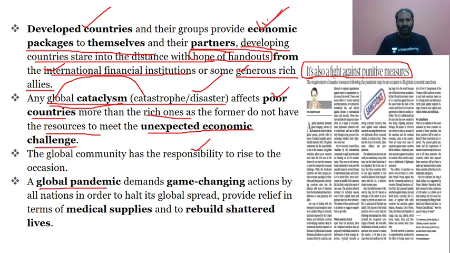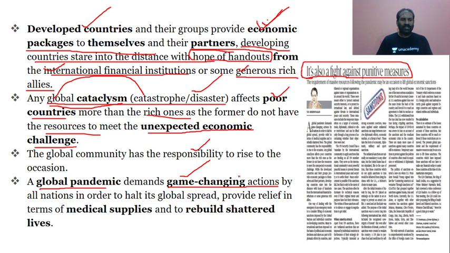And the global pandemic demands game changing. That is what is important, what I was talking about. The nutshell of almost 10 minutes of what I have discussed is this point. What is the global pandemic now? It is COVID-19. And this coronavirus COVID-19 is demanding game changing action. It is not that the countries are coming up with a change, but it is COVID-19 which is demanding game changing actions from all the countries.